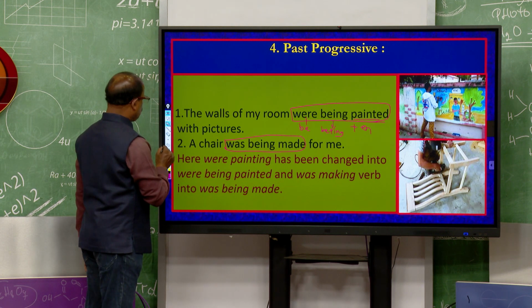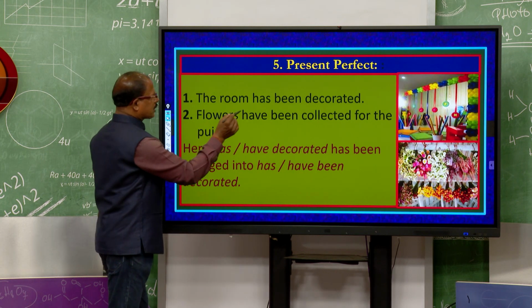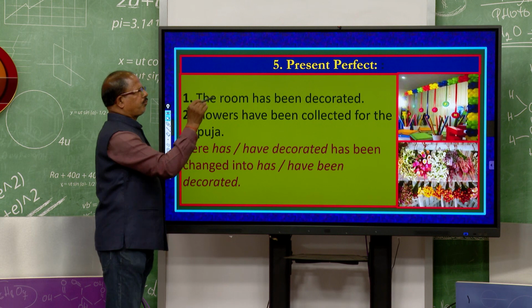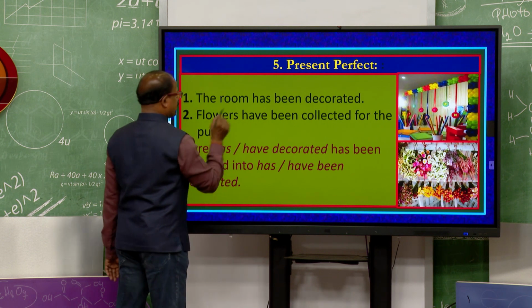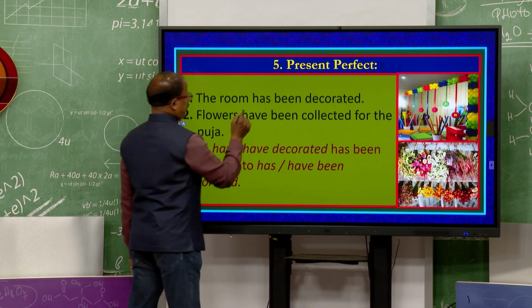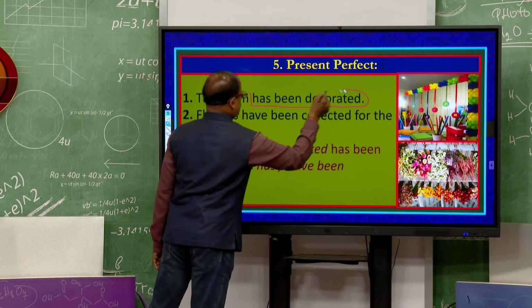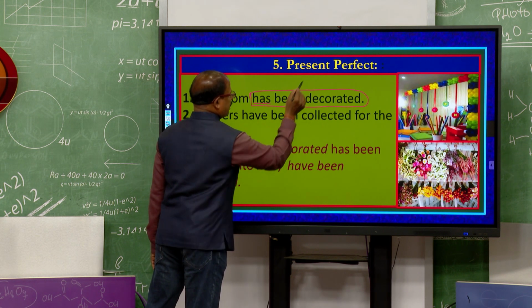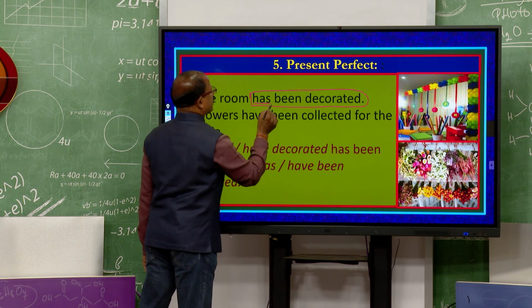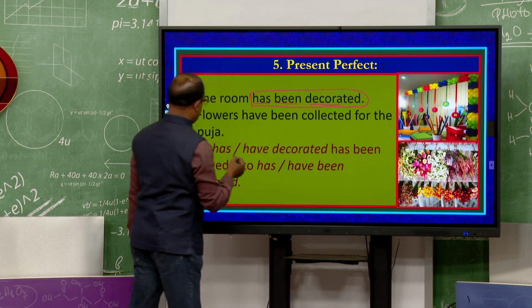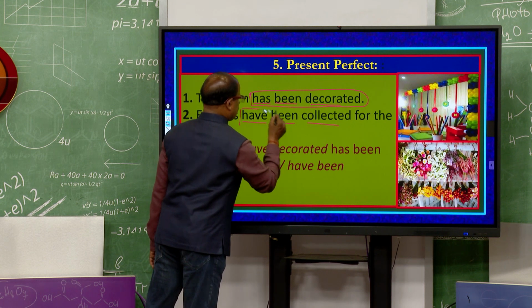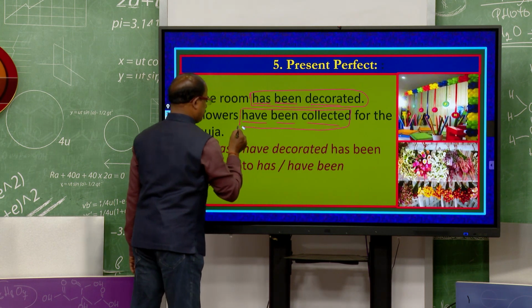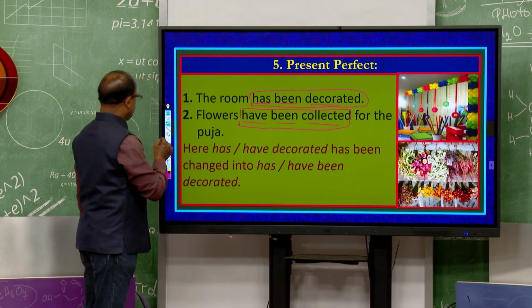So, let us go to the next form, then we will discuss the questions. Present perfect: the room has been decorated. When the passive is in the present perfect, we have to use have or has, and then been. So, has been is there, and decorated. In the second sentence, flowers have been collected. This is the present perfect form of the sentence.